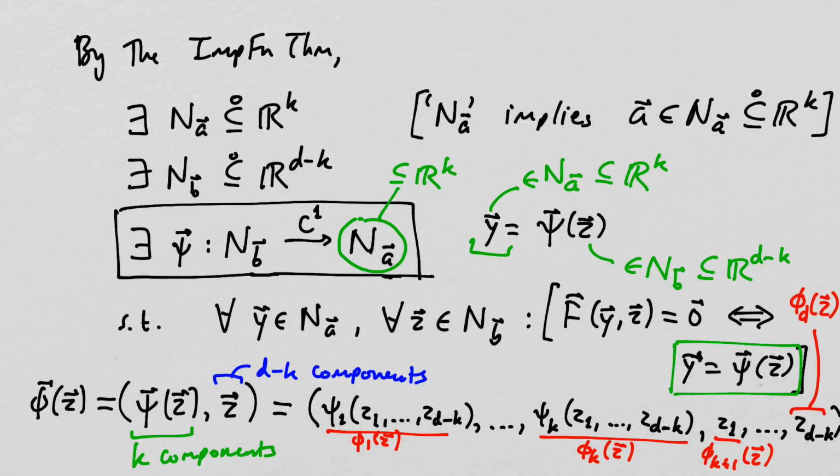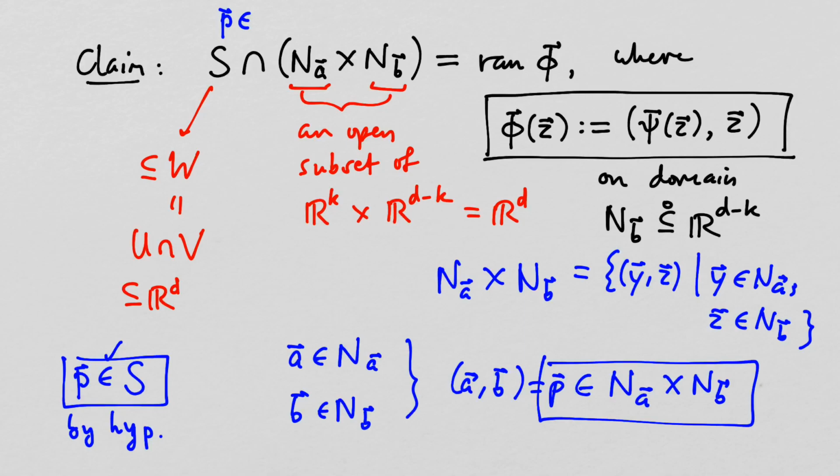So you see that phi maps into d space. It's got k component functions plus an additional d minus k. So in total, d components. This function phi that I've defined right here has its domain in d minus k space, and it maps into d space. So its domain is this open subset of d minus k space, and it goes into d space, and by the way, it's also C1.